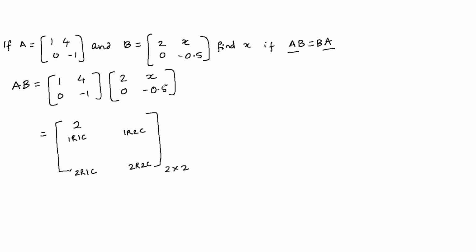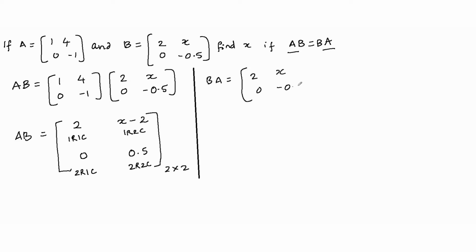Then 1 into x is x and 4 into minus 0.5 is minus 2. So this becomes x minus 2. Then second row, first column, 0 into 2 is 0 and minus 1 into 0 is 0. And second row, second column, so 0 into x is 0 and minus 1 into minus 0.5 is plus 0.5. Therefore, this is the value of the matrix AB. Now let us find BA. So if I have to find BA, I would multiply B first and A next, right? So let's find the value of B into A.